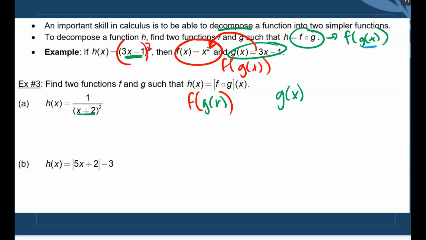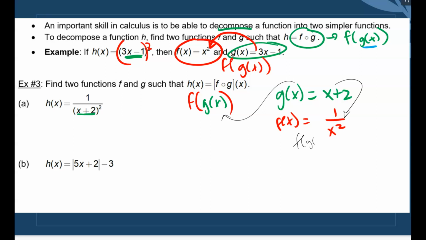So if I let g of x equal x plus 2, that means that f of x is 1 over x squared. Because think about what happens: if I plug g of x inside of f of x, I would have f of g of x, which is the same thing as saying f∘g of x. So I'm plugging in 1 over x squared, and when I plug in my g of x function, x plus 2, into x squared, that's what it turns into. So we're decomposing, and that is what I'm looking for.